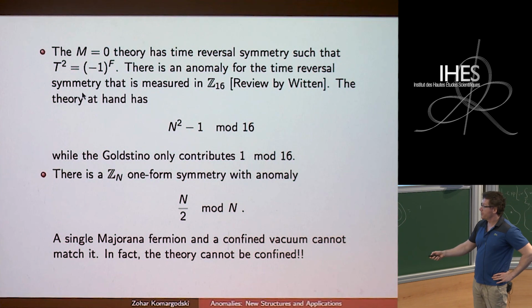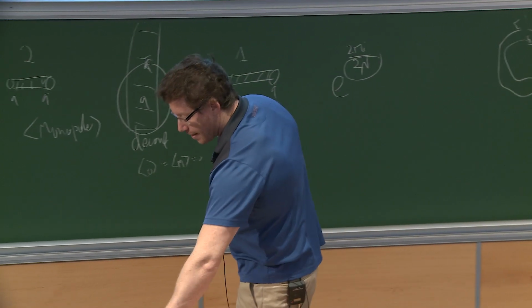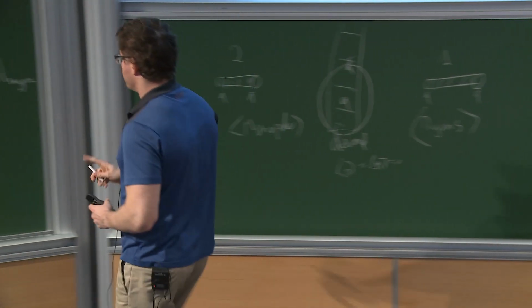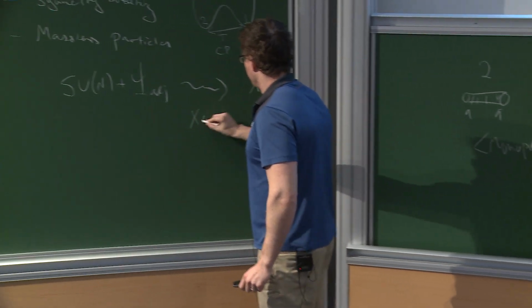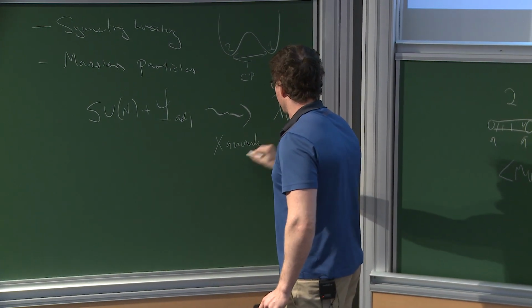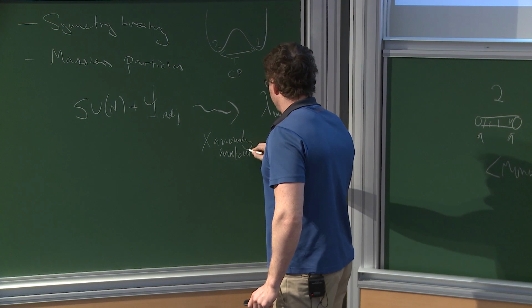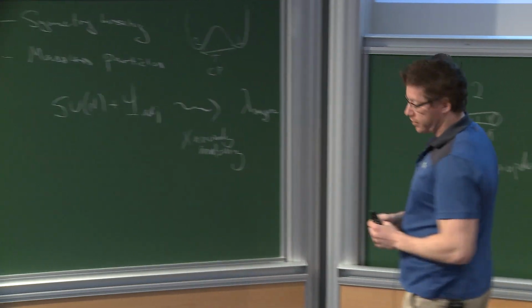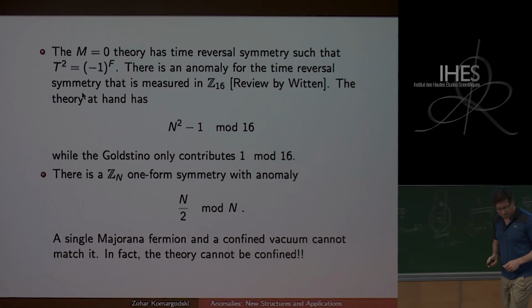And it turns out that this single Majorana fermion cannot match this anomaly. So this contradicts anomaly matching. This is not consistent with anomaly matching, because this single Majorana fermion cannot match that one-form symmetry anomaly.